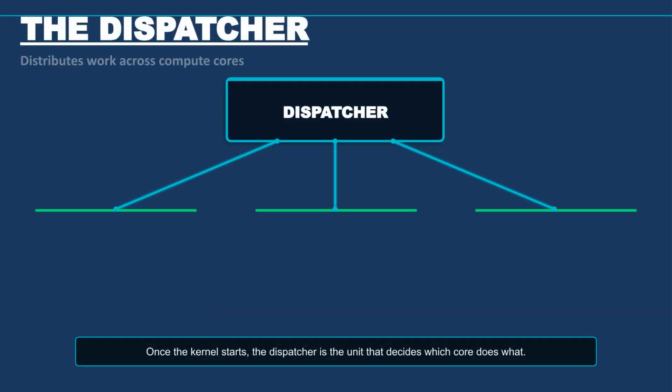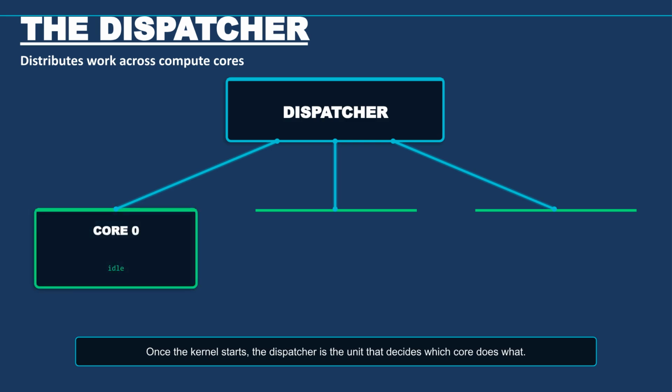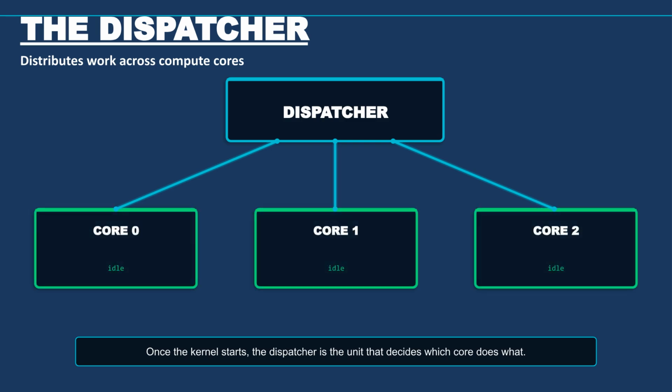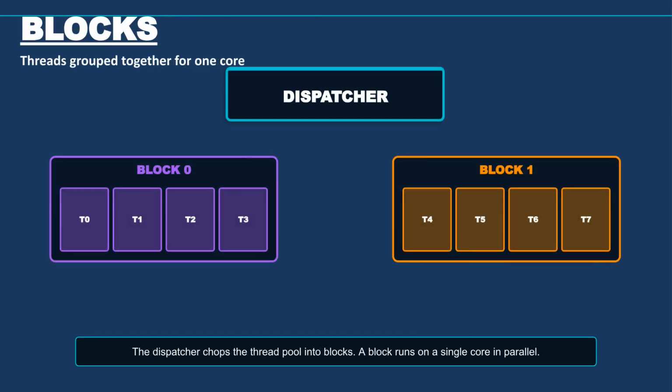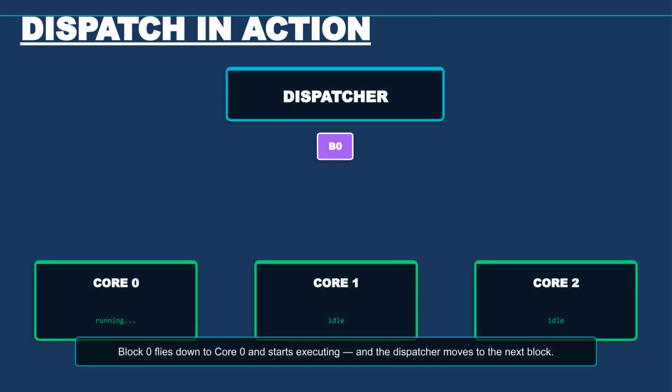Once the kernel starts, the dispatcher is the unit that decides which core does what. It distributes the work across the available compute cores, in this case Core 0, Core 1, and Core 2, which are currently idle. The dispatcher breaks the thread pool into blocks. A block consists of threads grouped to run together on a single core in parallel. Block 0 here contains threads T0 through T3, which will run on a single core. In action, block 0 flies down to core 0 and begins executing.